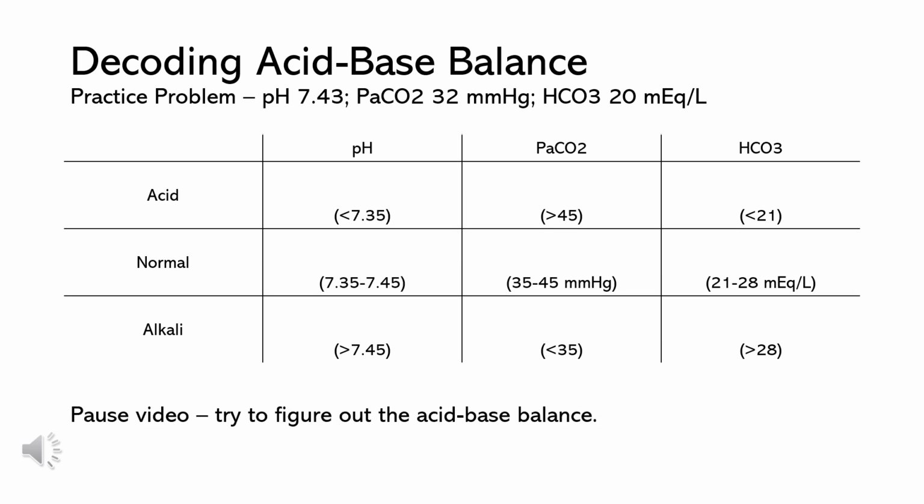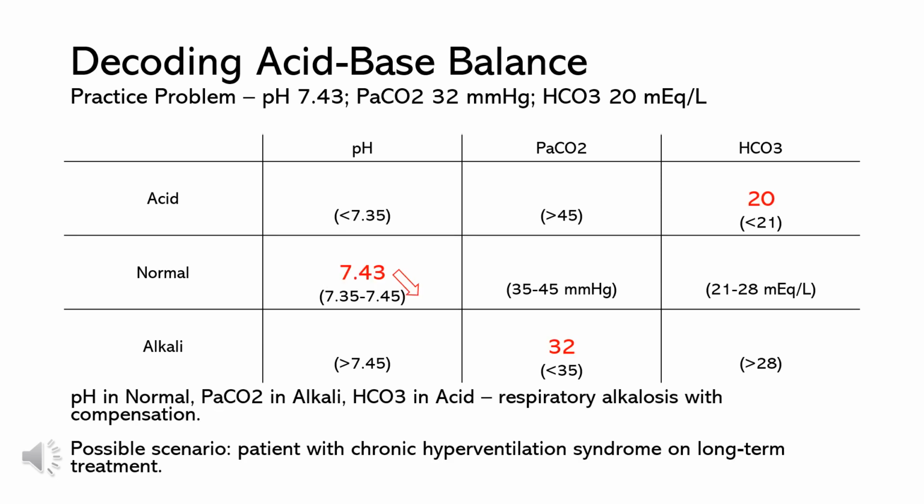Let's try another practice problem. This one, your pH is 7.43, your PaCO2 is 32 millimeters of mercury, and your HCO3 is 20 milliequivalents per liter. Pause the video, try to figure out the acid-base balance. Okay, let's put all the numbers on the chart.